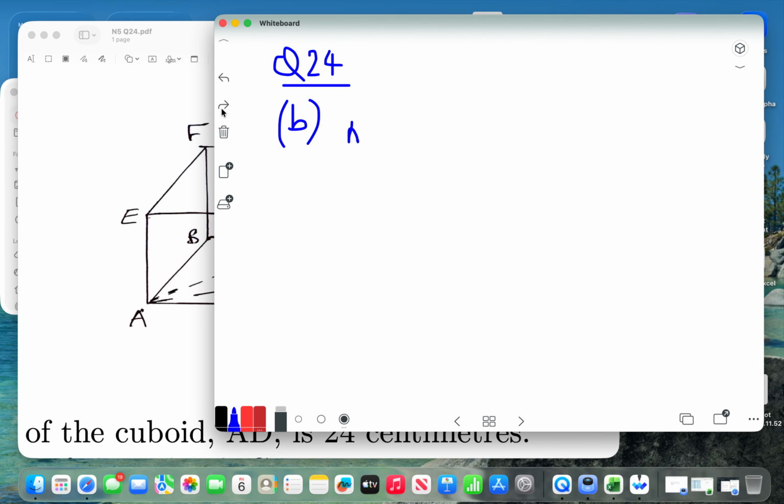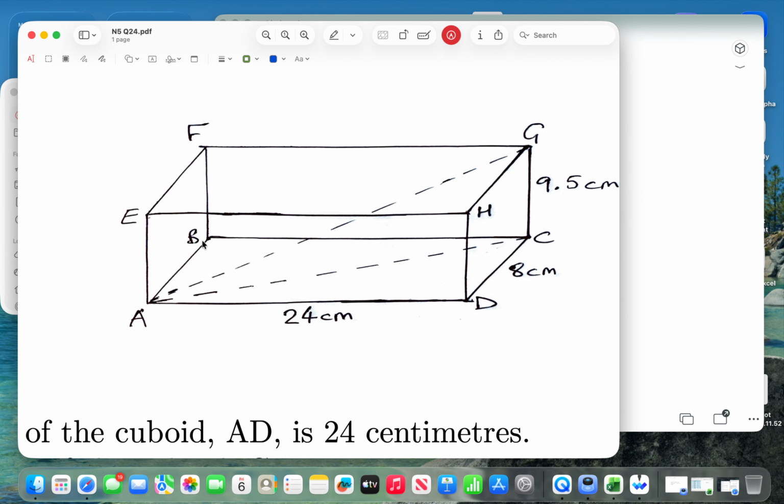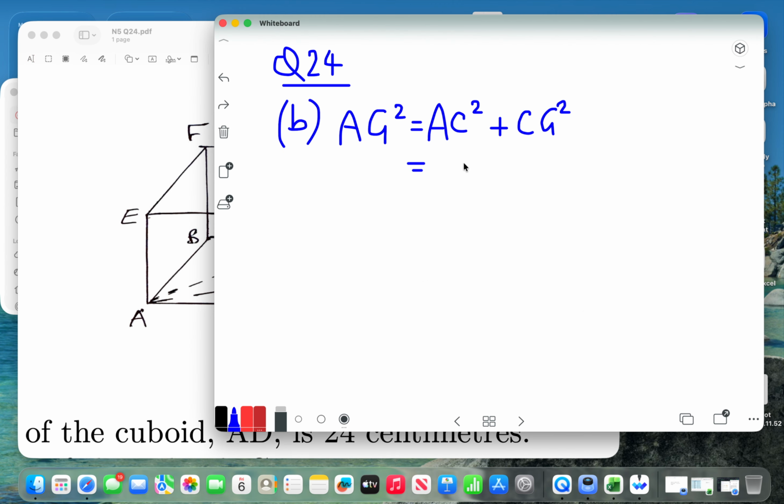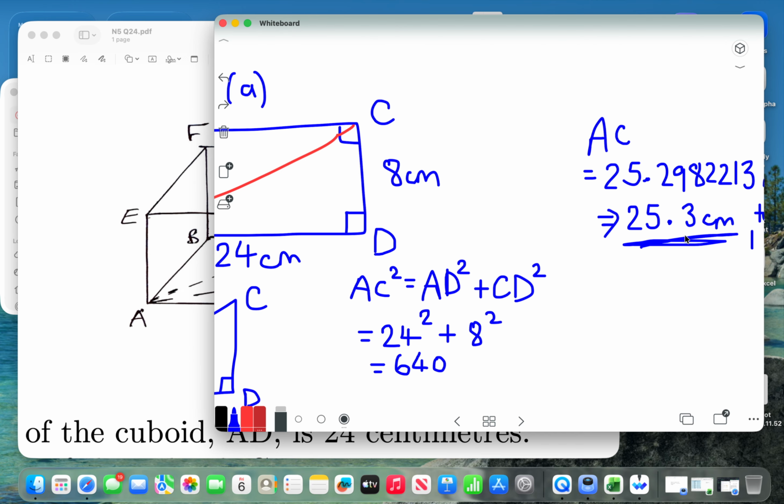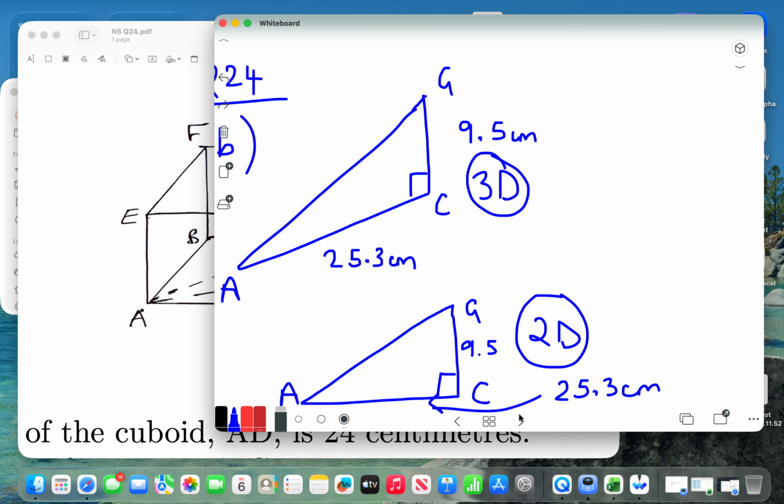We do AG squared equals AC squared plus CG squared. We get AC. We're perfectly entitled to use the rounded off answer.